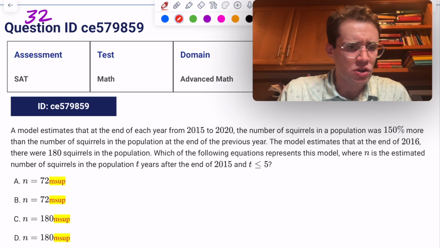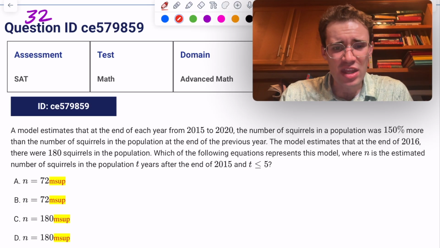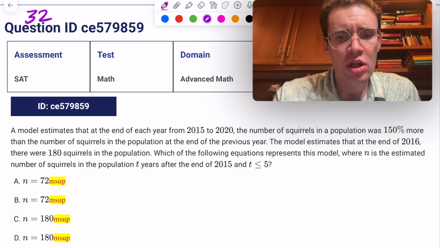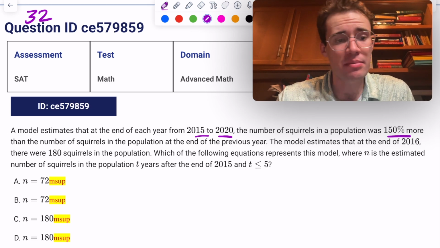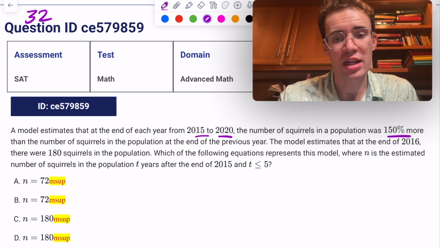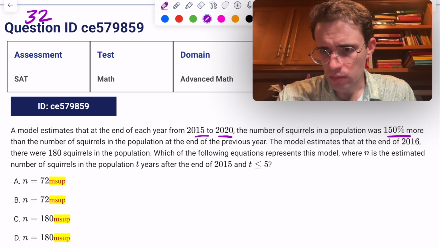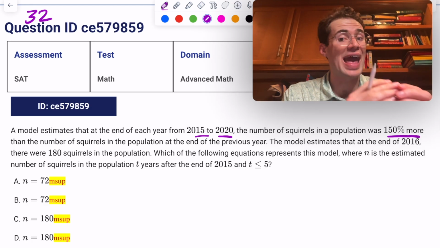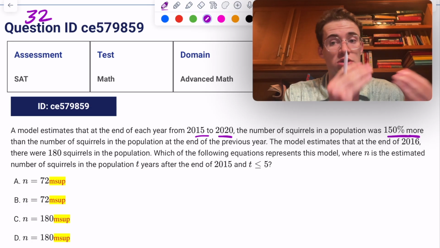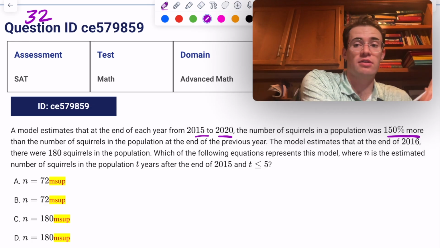But let's see. So a model estimates that at the end of each year from 2015 to 2020, the number of squirrels in a population was 150% more than the number of squirrels in the population at the end of the previous year. So it's 150% more. So for a second I thought that meant we're just adding 50%, but no, you're actually adding 150%. So it's 2.5 times the population of the previous year.